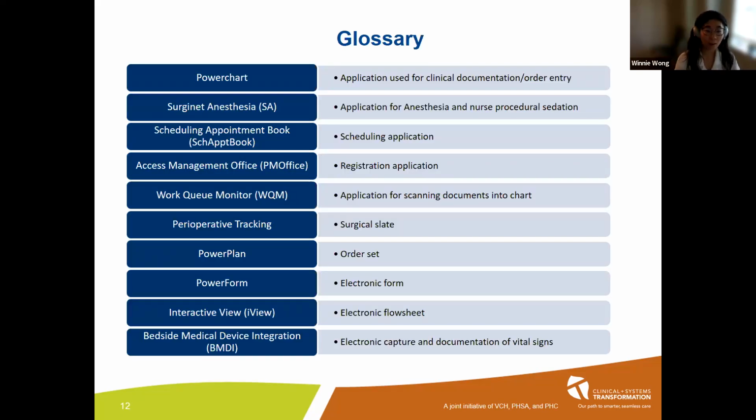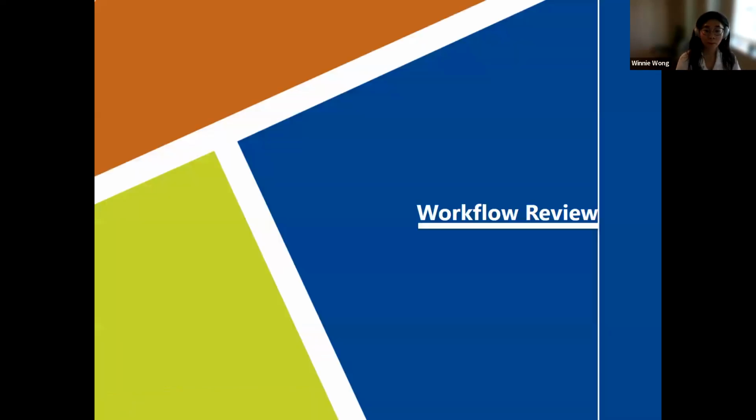So briefly, this is some of the terminology you might see us refer to. I'll just call out a few. Today, we'll be showing you the scheduling appointment book, which we also call SHAP book for short. The work queue monitor, WQM, is kind of like a virtual fax machine. Perioperative tracking board is the equivalent of our surgical slate. And I believe those are the ones that we'll touch on. So I'll hand it over to Stephanie. She's going to be going over the workflow for us.